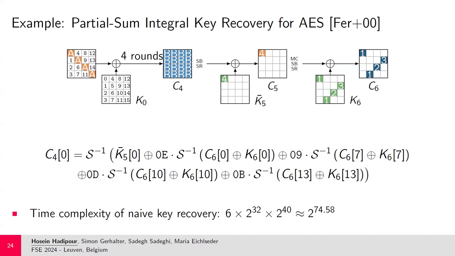But assume that you want to derive the first cell of C4. As you can see, 5 bytes of the key are involved, right? So the complexity of the naive approach is 2 to the power of 32 times 2 to the power of 40. And due to the fact that each zero-sum property provides an 8-bit filter, you should repeat this process 6 times to be able to uniquely retrieve the master key. So the complexity is roughly 2 to the power of 74. This is the complexity of the naive approach. Keep it in mind. Let's see what's the complexity of partial sum, okay?